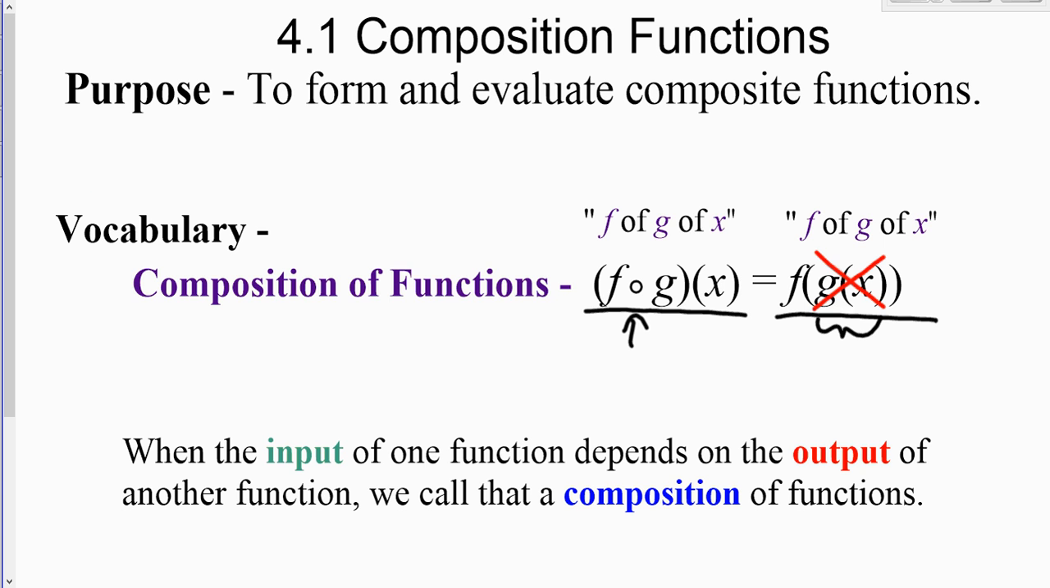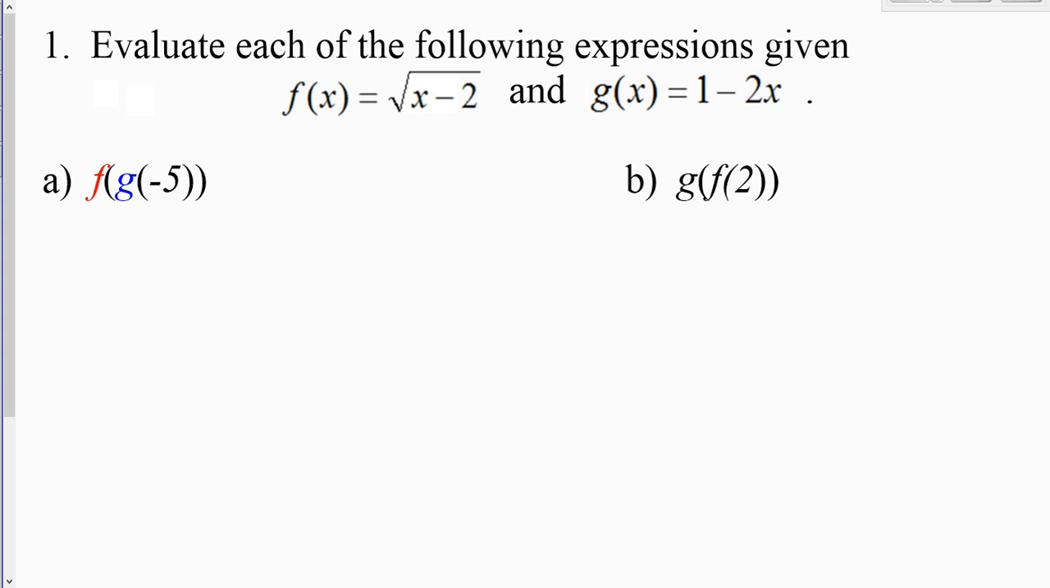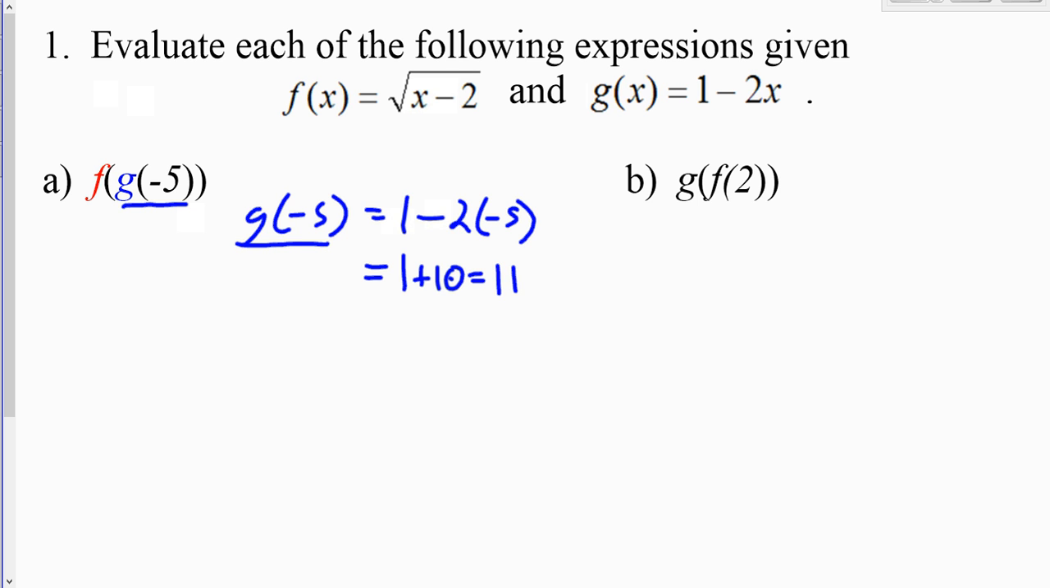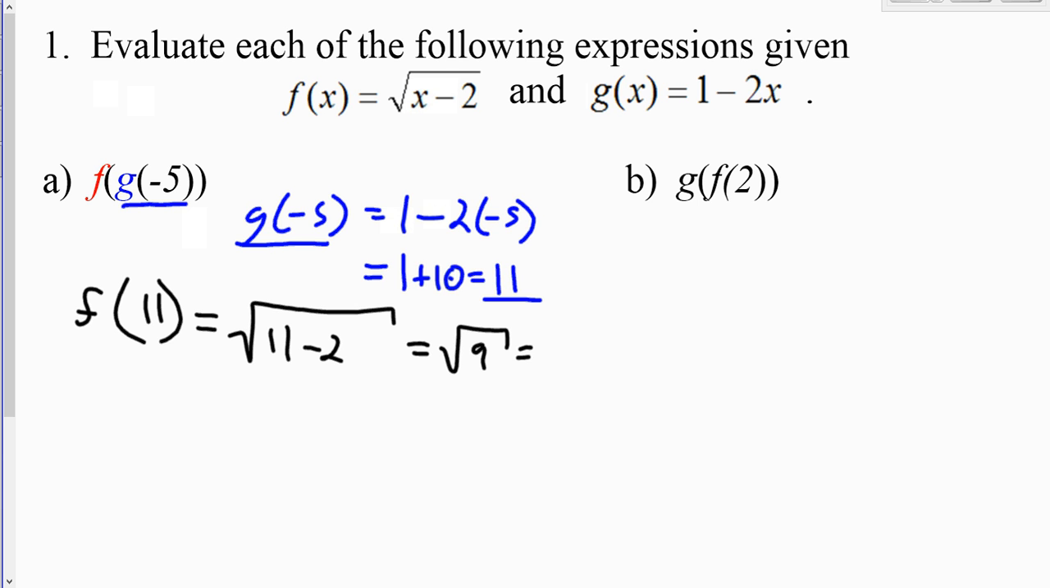So let's look at some examples here. If I want to evaluate each of the following expressions, I want to find f of g of negative 5. So for these, I want to work from the inside out. So my g of negative 5 is going to be equal to 1 minus 2 times negative 5. This is equal to 1 plus 10, which is equal to 11. Well, now I do a substitution, so then I get f of 11. Now I evaluate that. I do the square root. Where I had an x before, I place an 11 minus 2, and I get the square root of 9, which is equal to 3.